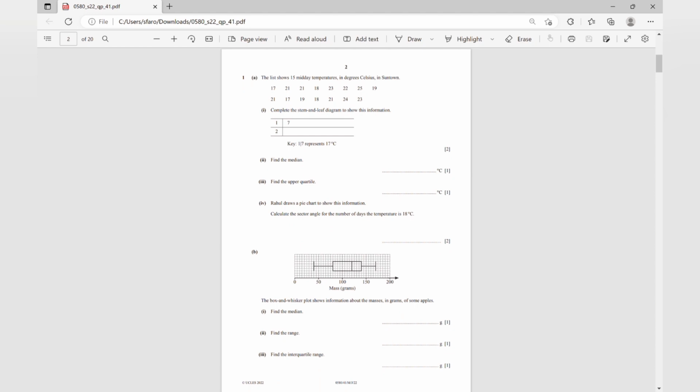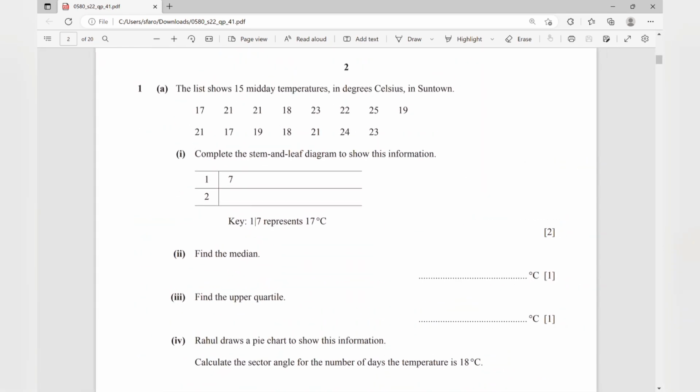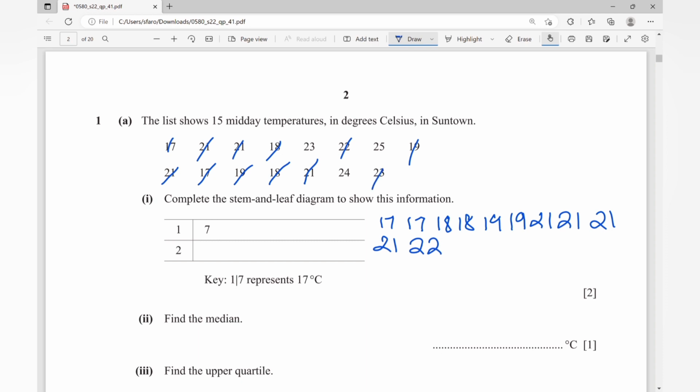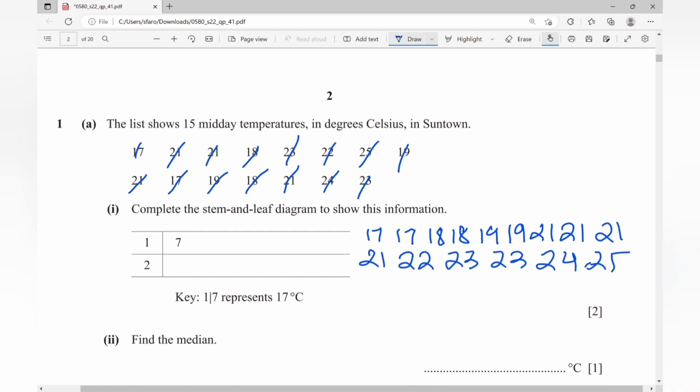There are 15 numbers given below and we will have to rearrange these in order. Okay, so let's just rearrange them. 17, 17, 18, 18, 19, 19, 21, 21, 21, and another 21, and then we have 22, 23, 23, 24, and 25.